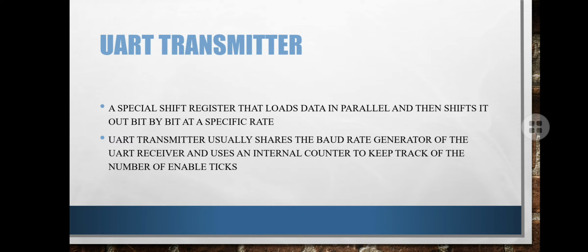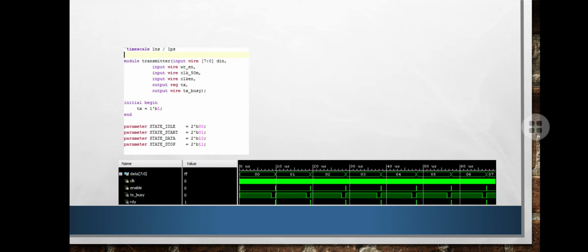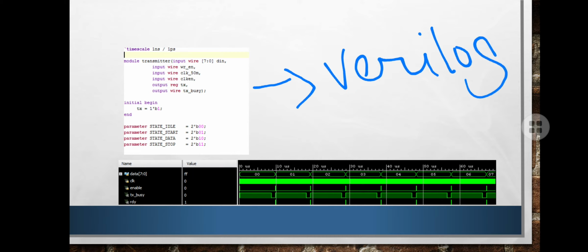Now, what is the UART transmitter? The UART transmitter is a special shift register that loads data in parallel and then shifts it out bit by bit at a specific rate. The UART transmitter usually shares the baud rate generator of the UART receiver and uses an internal counter to keep track of the number of bits. This is a Verilog code which initializes the transmitter, write enable pin, clock, clock enable, transmitter and transmitter busy.